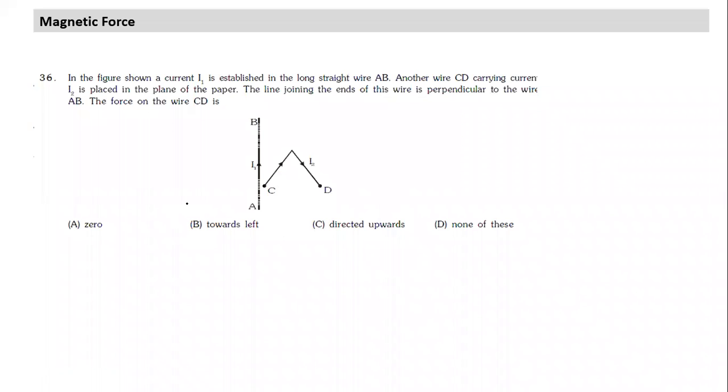Okay, let's come to this question here. In the previous case, it was a parallel wire. Here it is bent in a shape like this. It's a qualitative question. Let's try and figure out the force on wire CD, which is bent in this shape. Which direction will the force act? It is not asking about magnitude, it's only about direction.